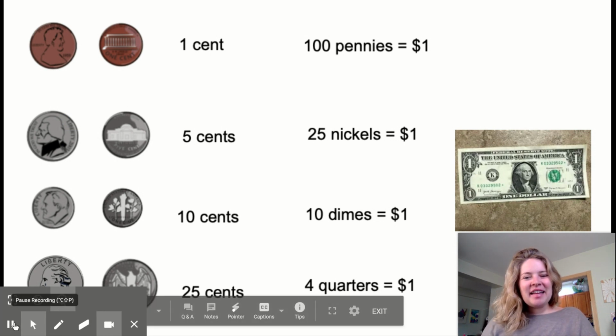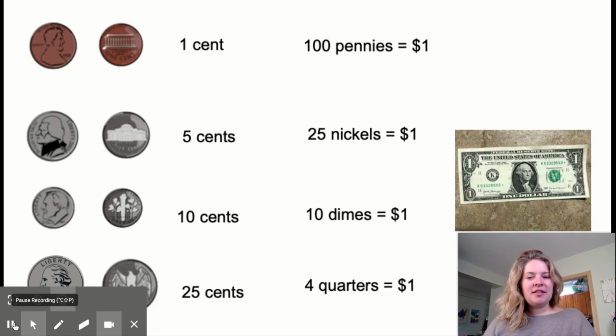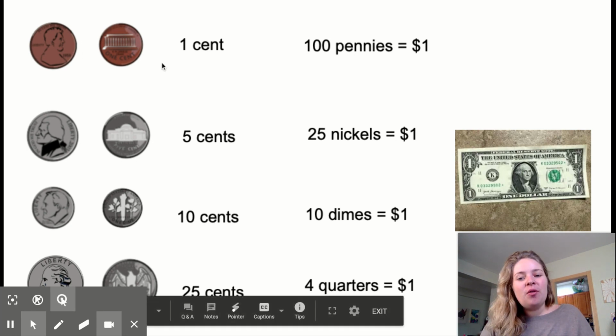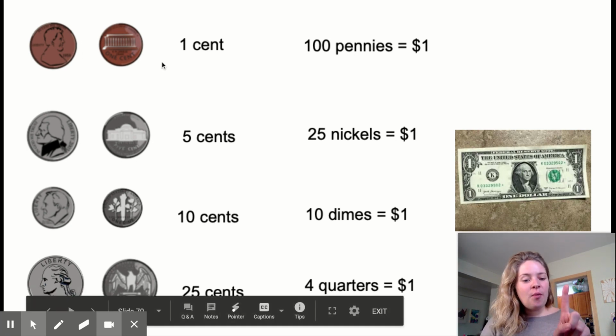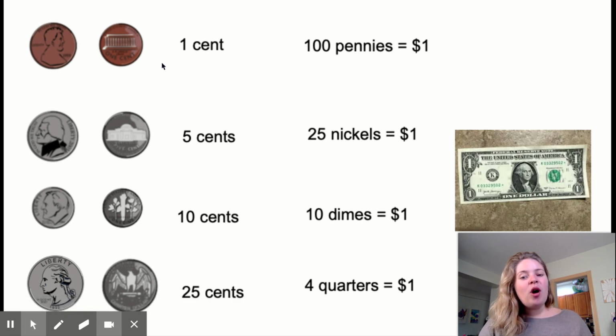Okay, let's recall how much all of our cents are worth. 1 cent or a penny is worth 1 cent. 100 pennies equals $1. 5 cents is a nickel. 25 nickels equals $1. 10 cents is a dime. 10 dimes equals $1. And 25 cents is a quarter. 4 quarters equals $1.